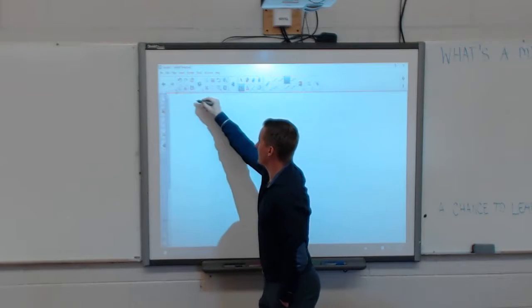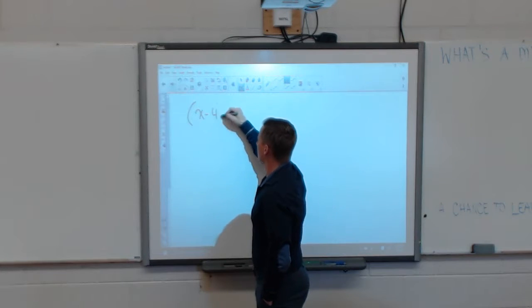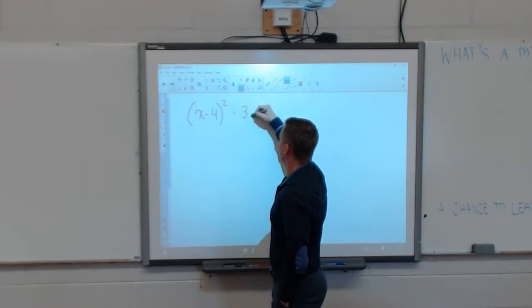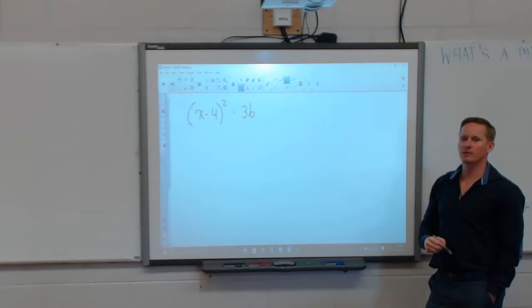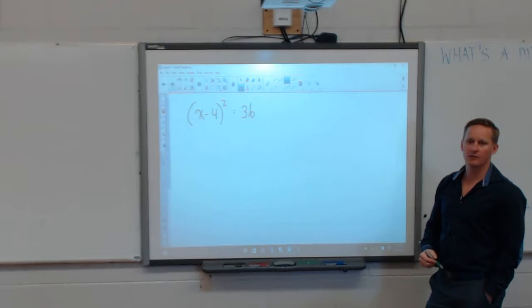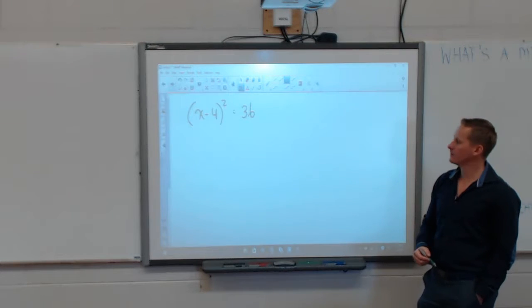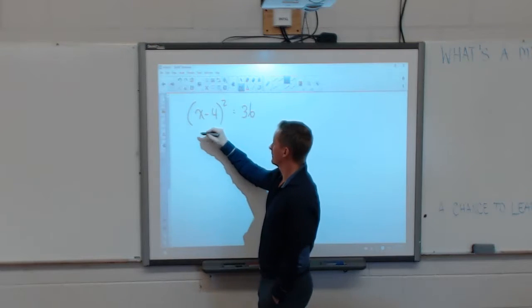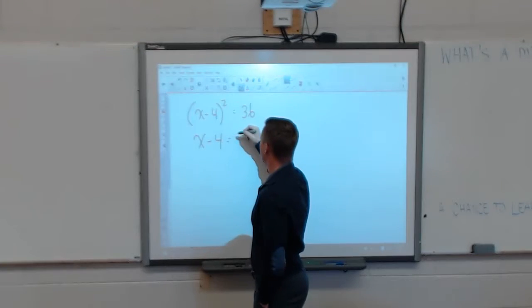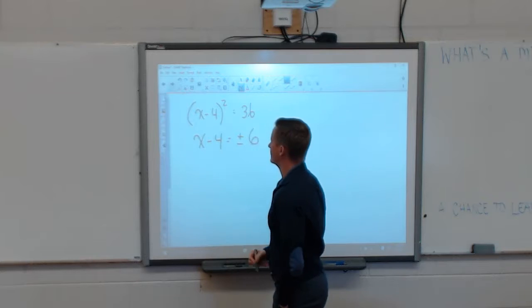So looking at the next question, x minus 4 squared is equal to 36. So I switched these up on that from your workbook, but whatever. So what's the first thing that I do? I need to try and get that x by itself. So how do I do that? Okay, so I need to get rid of this first, correct? So x minus 4 is equal to plus minus 6.